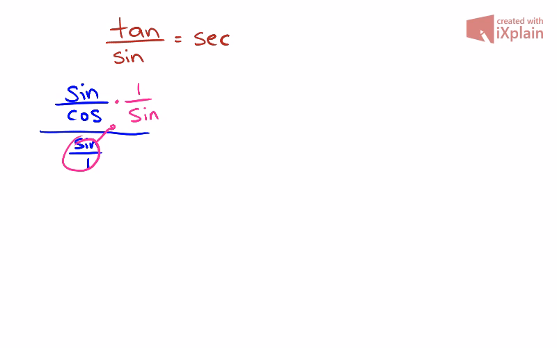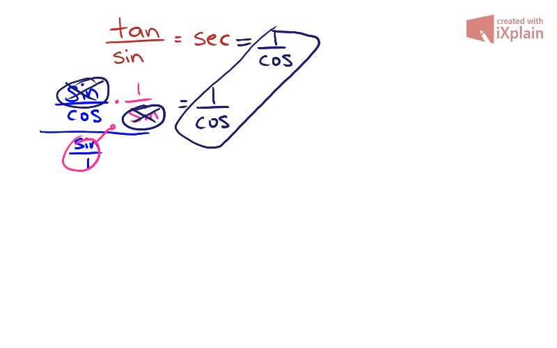Now since I'm multiplying, I look for like terms on top and bottom. I see sine on top and bottom. I can cross those out. That leaves me with 1 on top, cosine on bottom. So I have 1 over cosine, which I know secant is also 1 over cosine. And now they match. Alright, just give me a quick second while I get the second problem ready.